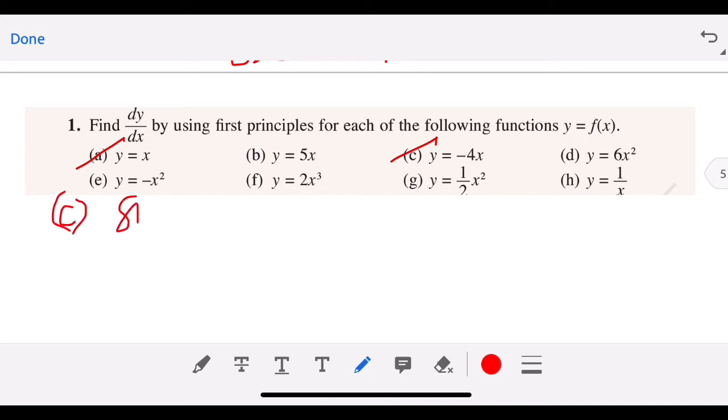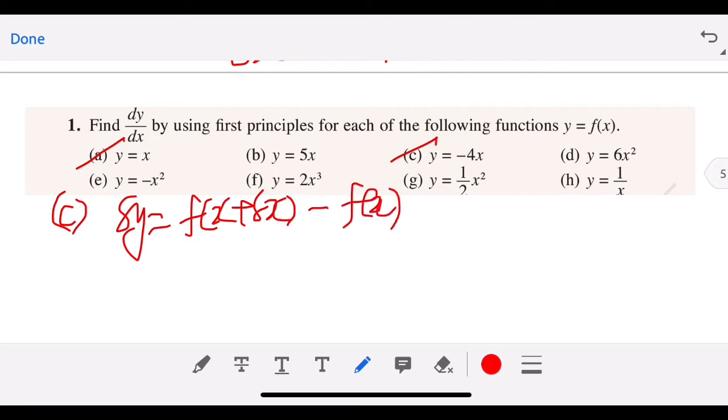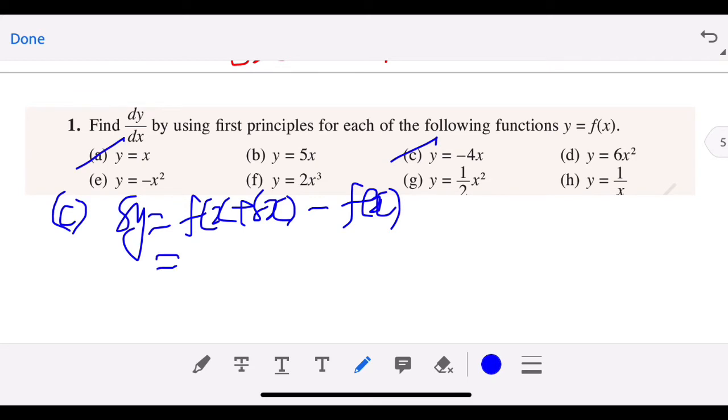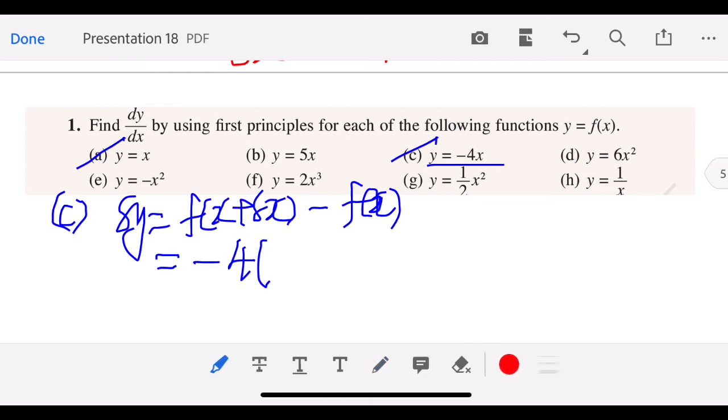Okay, delta y is f(x + delta x) minus f(x). This is the formula, or the concept, right? Now I'm going to substitute x plus delta x into the function.